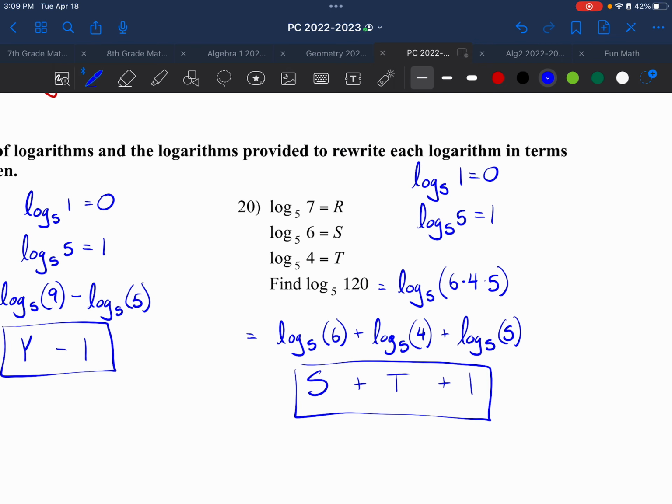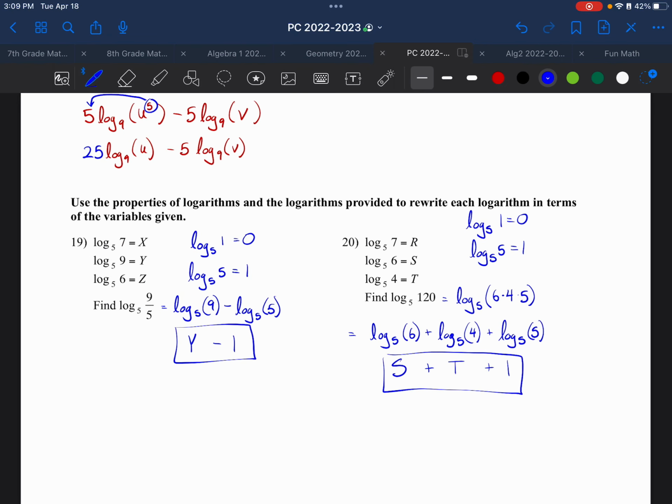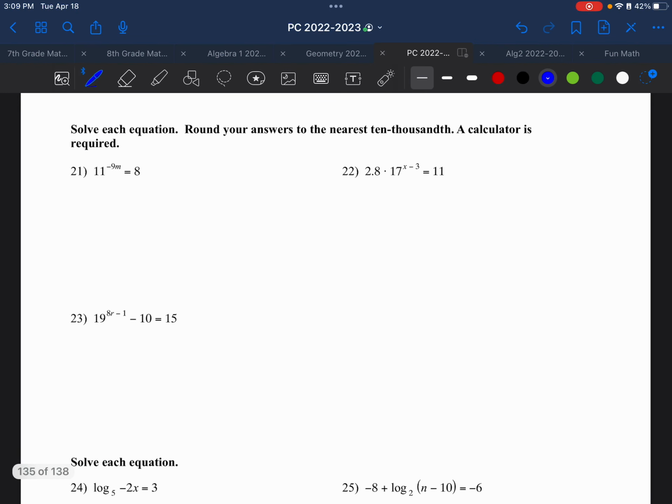There we go. And we're getting low on time. Let me take a peek at the next one and see if I could even do it in time. No, yes, these require calculators, and I don't want to get that set up. So that'll be the next video, starting on number 21.